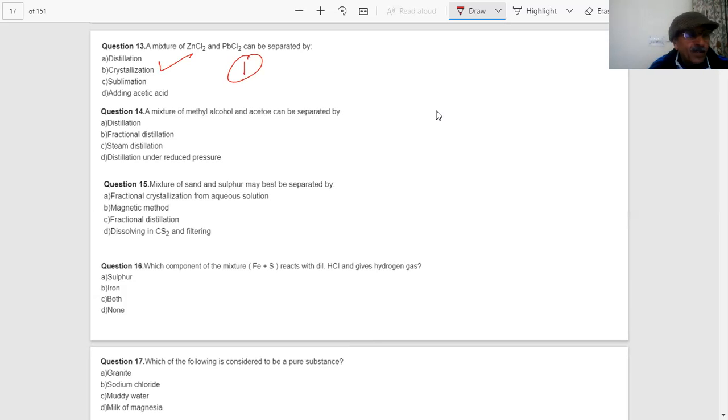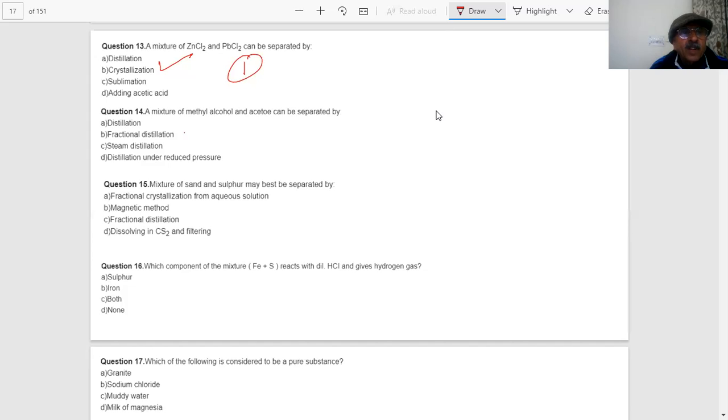Crystallization is taking place. Okay. Next question on the screen, students. A mixture of methyl alcohol and acetone can be separated by fractional distillation.